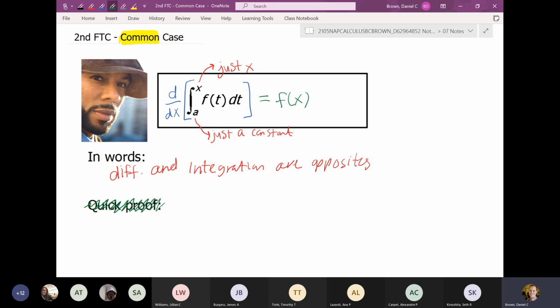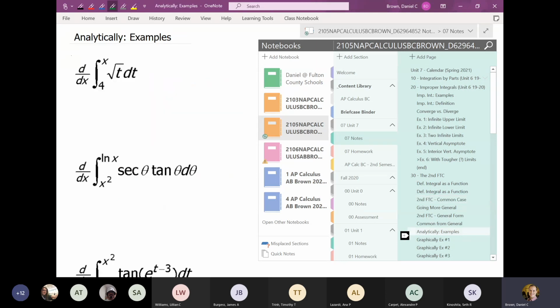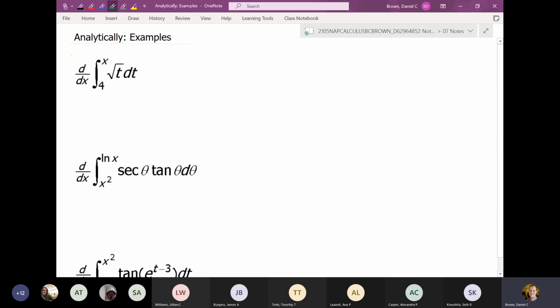All right, so let's look at an example. I'm going to skip 2 slides ahead. Actually, no, it's 4 slides ahead, one that says analytically examples. There's 3 of them on the slide. We're just going to worry about the one that right now shows the common case, which is the very first example. So what this is, if you're looking at it, we're taking the derivative of an integral.